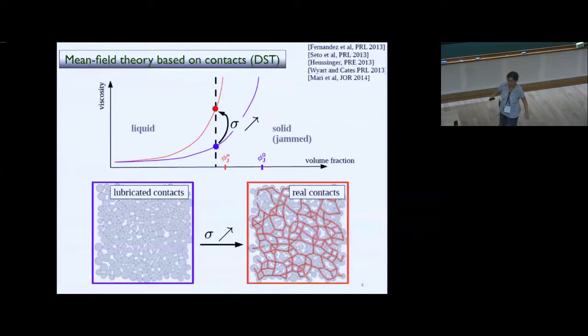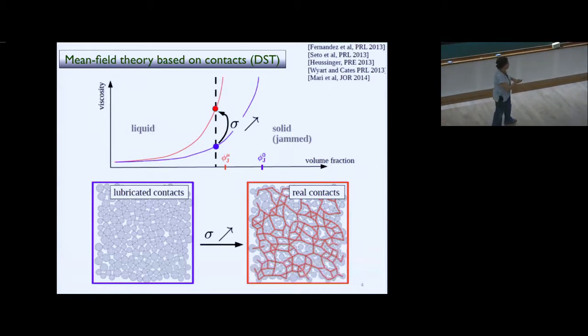Now, the idea behind the mean field theory is that at low stresses, I have this kind of suspension where every contact is lubricated. There are no frictional contacts. So the system is following this blue line. That makes sense? But over some range of stress, I'm creating more and more frictional contacts. So I go from here to here, because my rheology then changes from being frictionless to frictional. Okay, that's the idea behind the mean field theory.